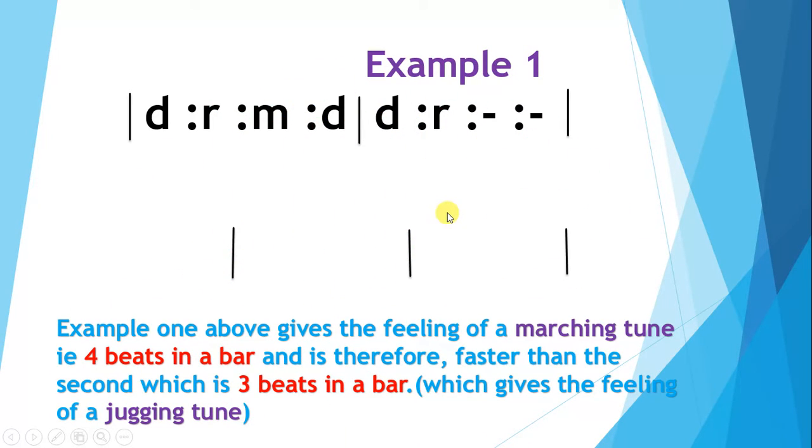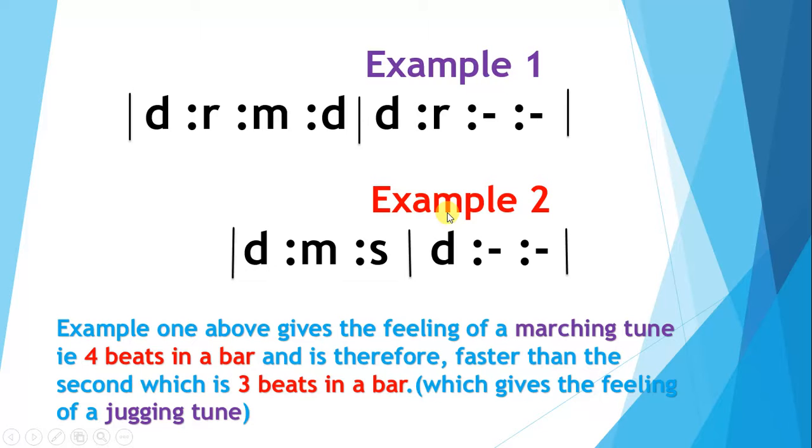Now for example 2, instead of 4 beats, we now have 3. 1, 2, 3, 1, 2, 3. It's just like you are jogging, you are doing sports. 1, 2, 3, 1, 2, 3.